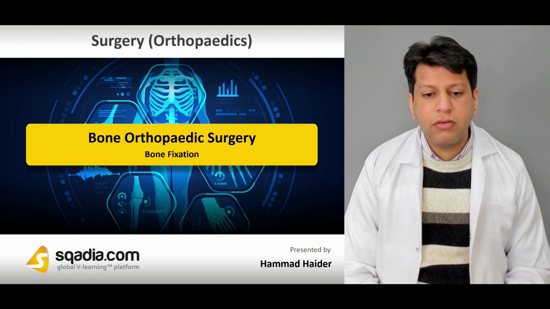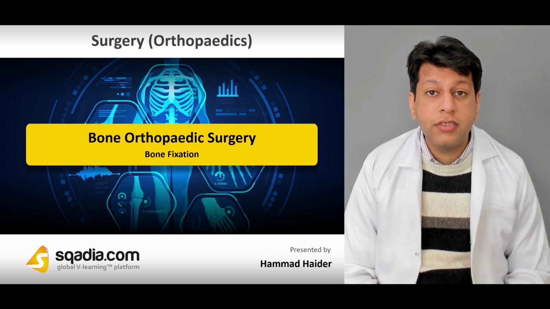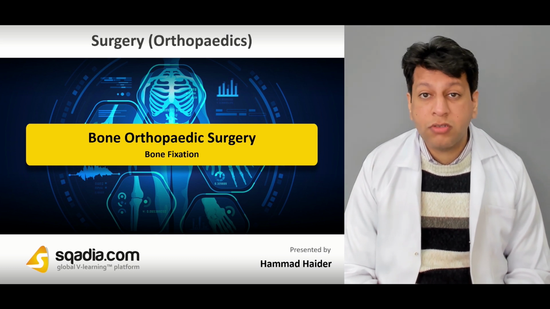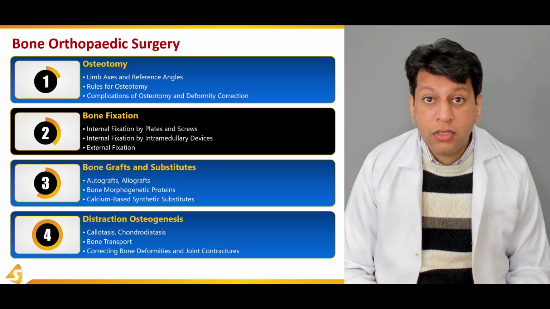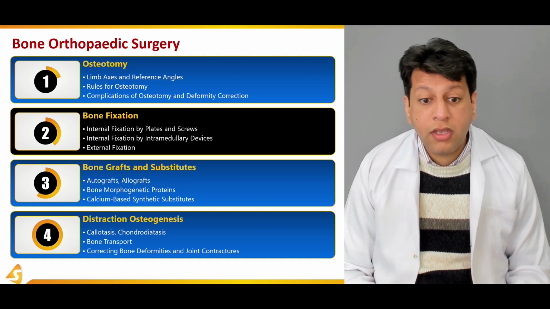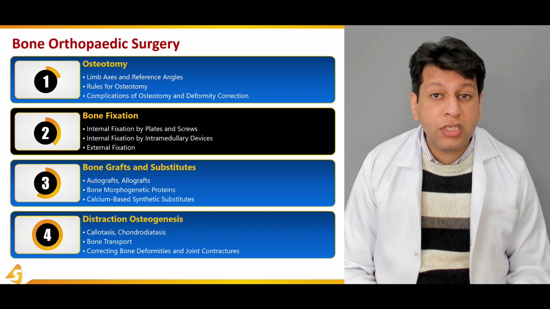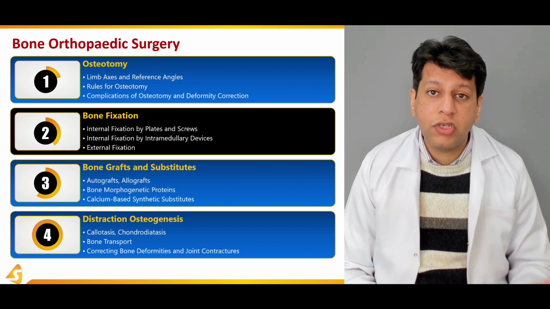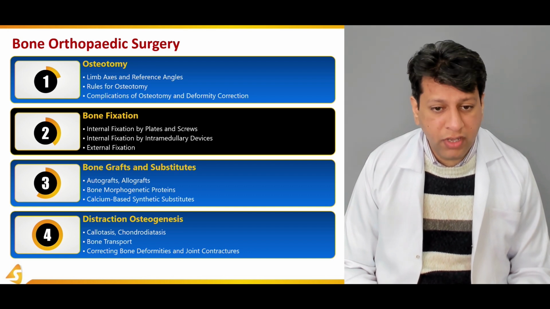Now moving on to our second section, that is bone fixation. As you know, in orthopedic surgery we have to fix the bone, which is called osteosynthesis. This can be done by use of plates and screws, or we can use intermediate devices such as nails, or we can go for external fixation. In this section we're briefly discussing the indications of plate and screw fixation, the different types of plates, and the different types of nails which are available.